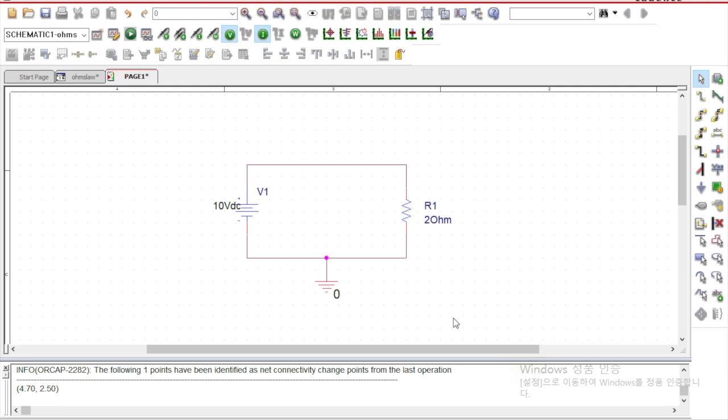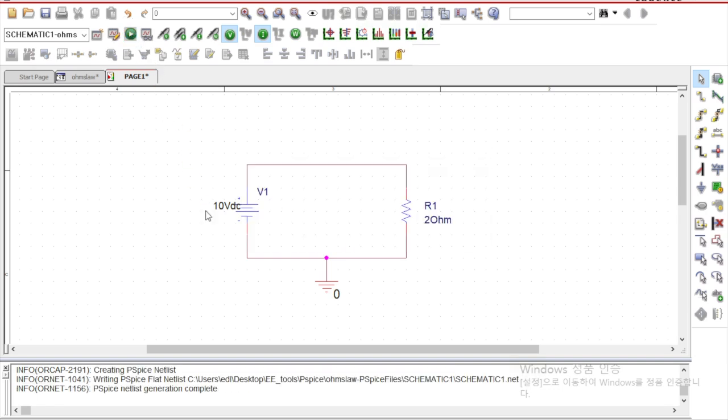I have assigned a random value of 10 volt to the voltage supply and a random resistance value of 2 ohm to the resistor. Now let us run the simulation. And the results are as we expected. When we apply 10 volt to a resistor of resistance 2 ohm, the current that flows through the resistor is given by 10 divided by 2 ohm, which is 5 ampere.